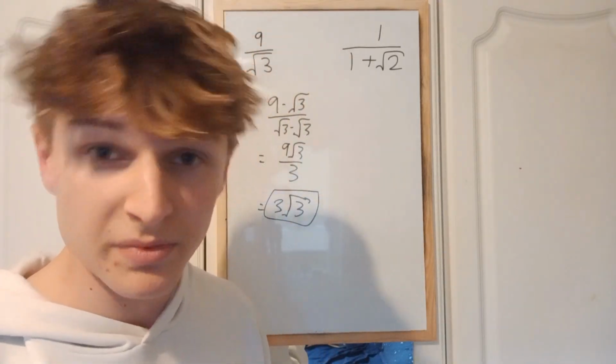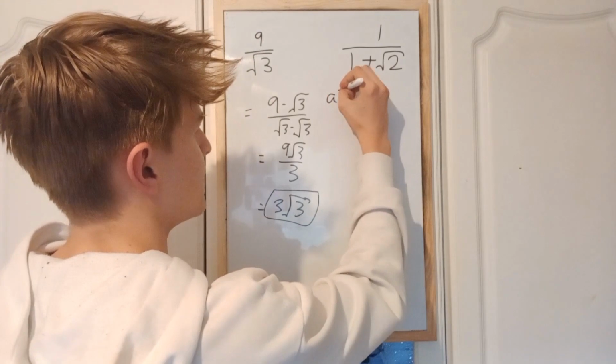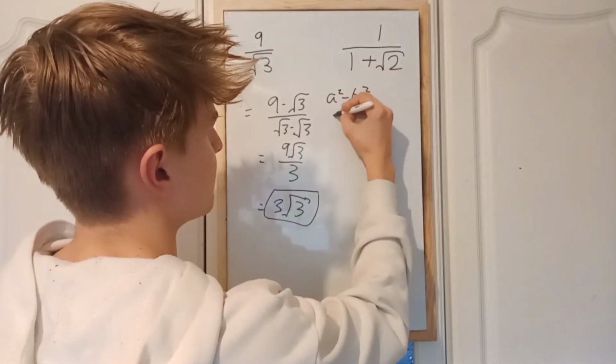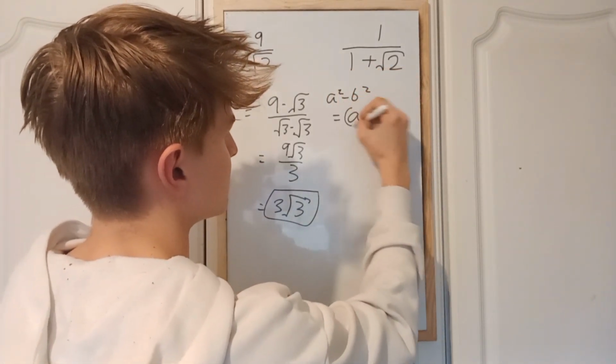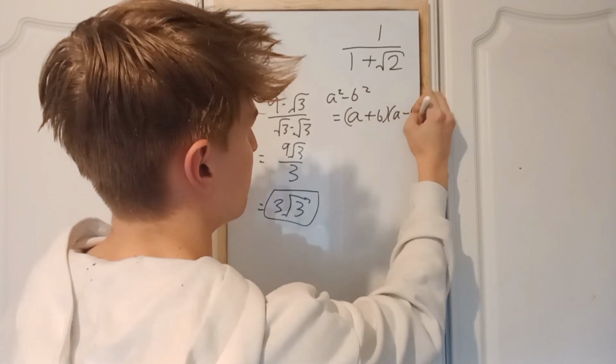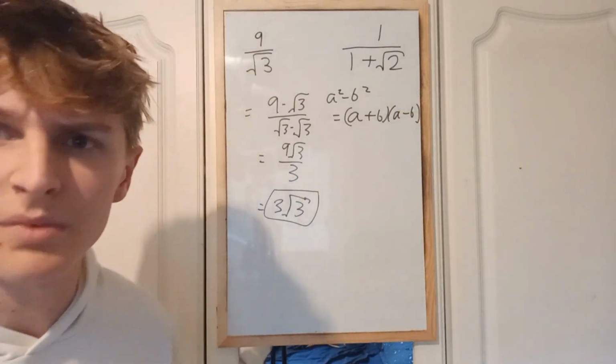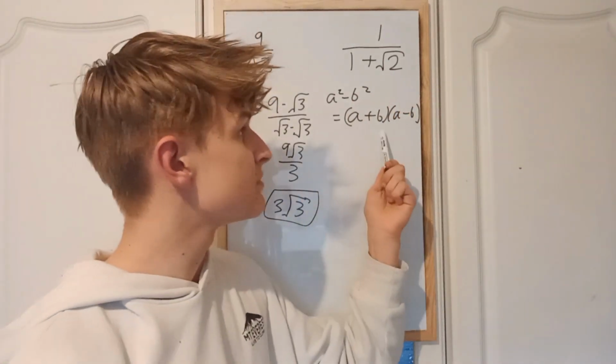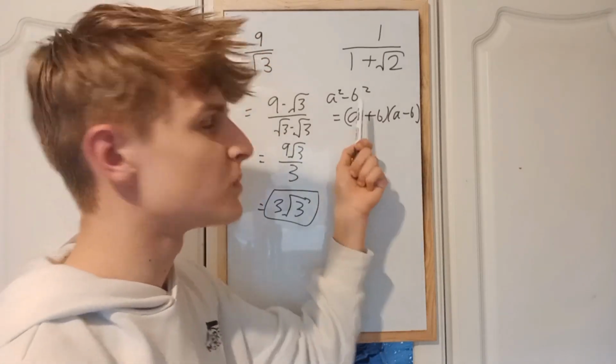You can prove this pretty easily. A squared minus b squared equals a plus b times a minus b. Sorry if you can't see that too well, but that's the identity. And if you don't believe me, just expand these two brackets and you'll wind up back with that.